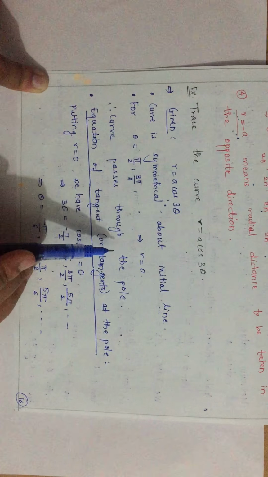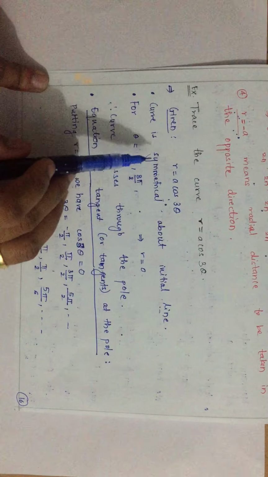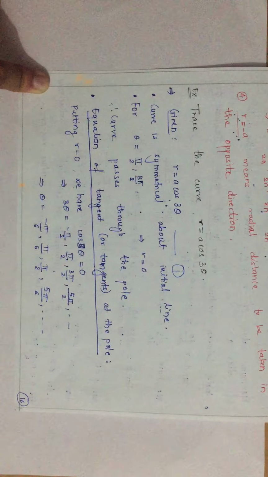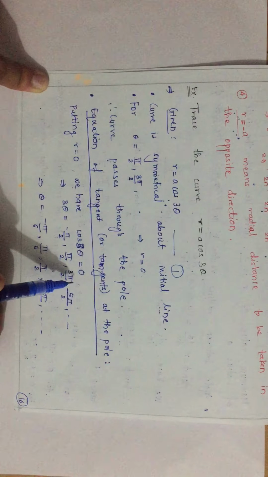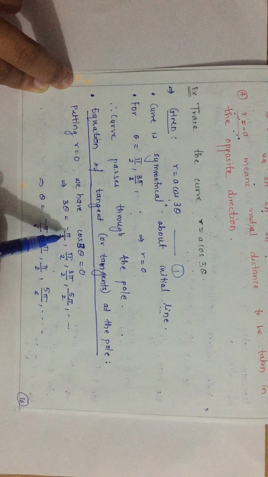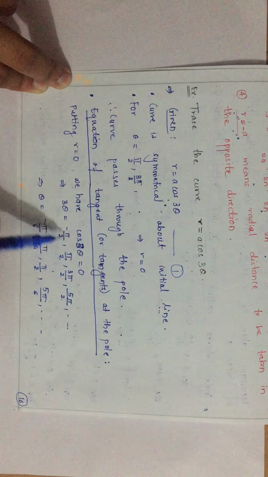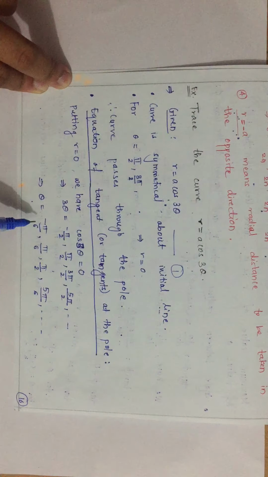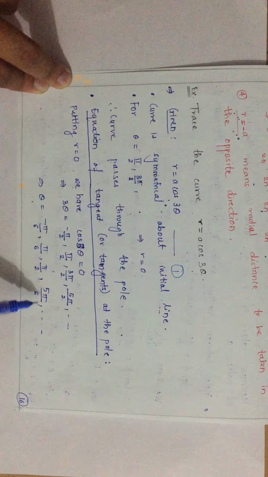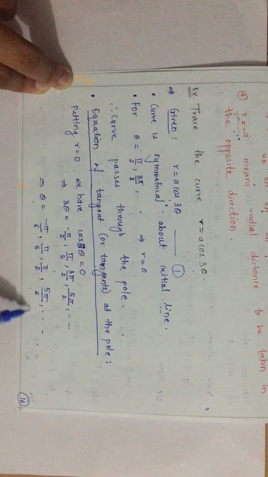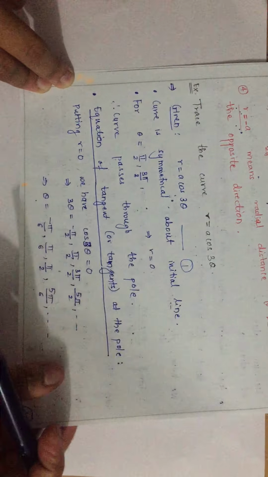Next, since the curve passes through the pole, we find the equation of tangents at the pole. For that, we substitute r equal to 0 in this equation. If we substitute r equal to 0, we get cos 3 theta equal to 0. That means 3 theta is equal to minus pi by 2, pi by 2, 3 pi by 2, and so on. So theta will be minus pi by 6, pi by 6, pi by 2, 5 pi by 6 and so on. All these angles will be the tangents at the pole to the curve.